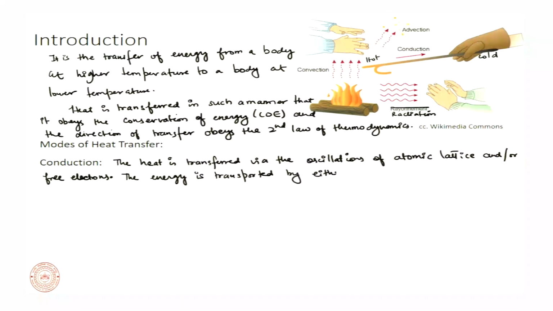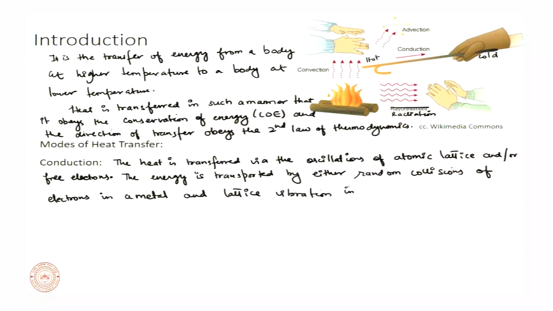So, the energy is transported by either random oscillations, or random collisions rather, of electrons in a metal, and lattice vibration in a non-metal. Non-metal will include ionic species, covalent species, or semiconductor devices.